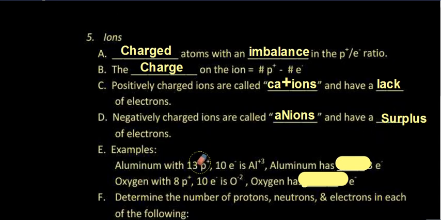So aluminum with 13 protons and 10 electrons, as compared to its neutral atom, has lost 3 electrons. Because if it was a neutral atom, it would have 13 protons and 13 electrons. This one only has 10, so it's lost 3 electrons, giving it a positive charge. Oxygen normally has 8 protons and 8 electrons, but its ion has 10 electrons. That gives it a 2- charge, so oxygen has gained 2 electrons.